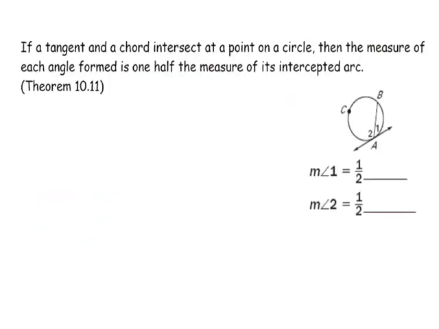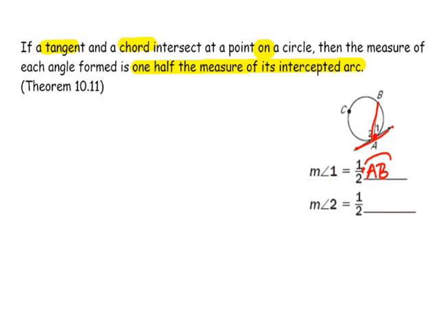Okay, so next theorem. And this theorem states if I have a tangent and a chord and they intersect on the circle, then the measure of the angle is 1/2 the measure of its intercepted arc. All right, so for my diagram, the measure of angle 1 here, I've got a chord and a tangent. Okay, they intersect on the circle, so the measure of angle 1 equals 1/2 the measure of the intercepted arc, which will be arc AB.